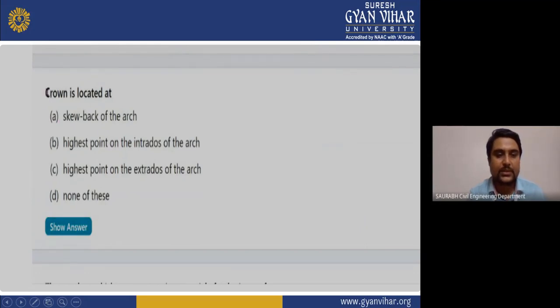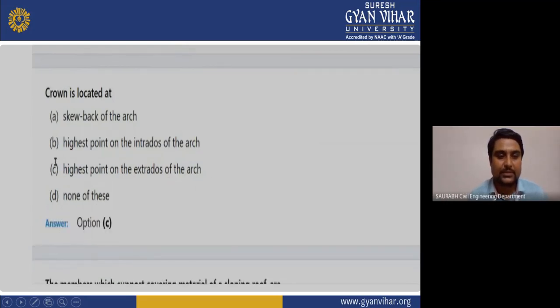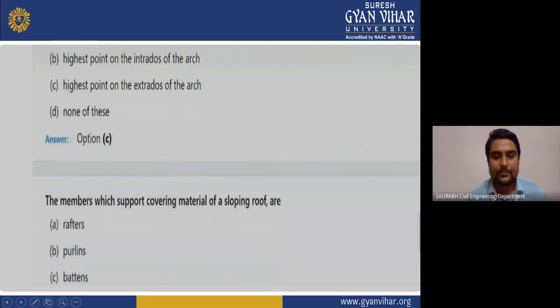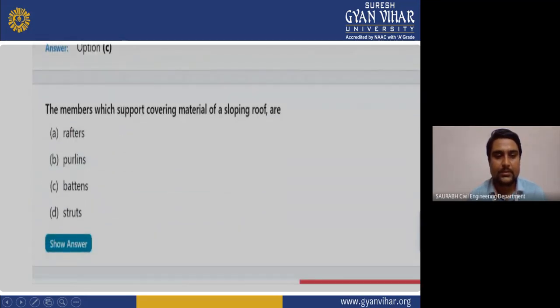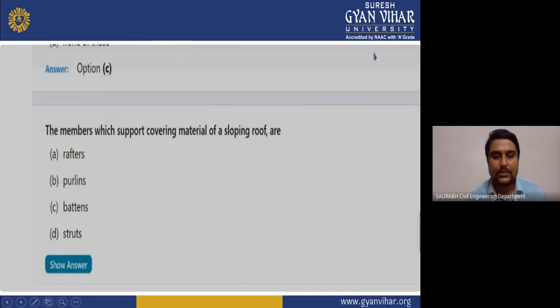Come on the next question. The crown is located at the highest point of extrados of an arch, highest point of intrados of an arch, or none of these. Here the right answer will be C. The crown is located at the highest point on the extrados of the arch. That will be your right answer, and this is also a very important question.